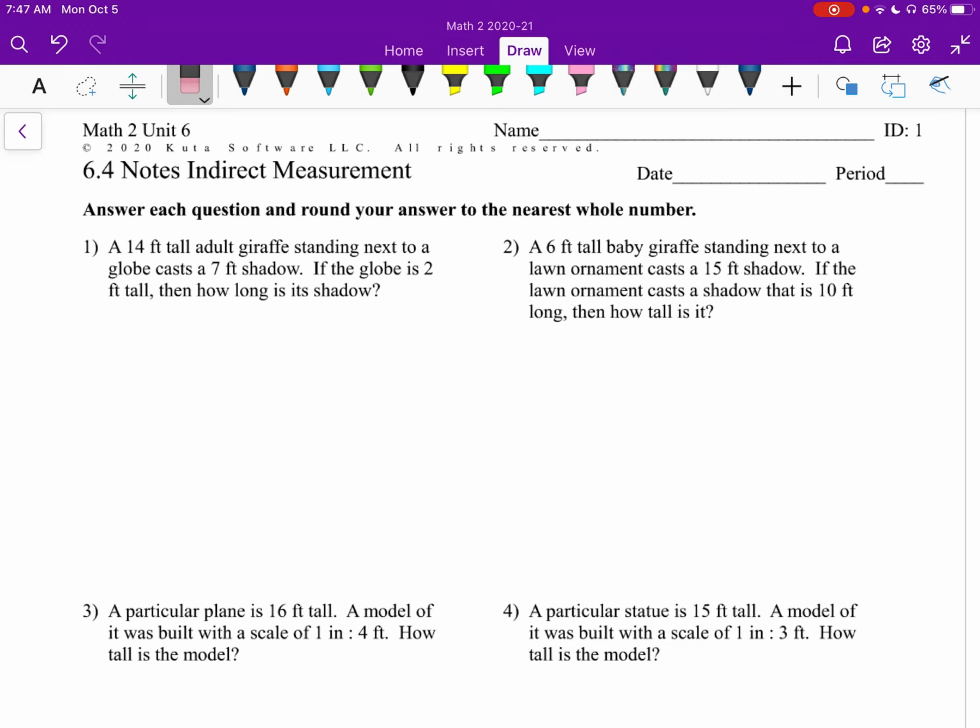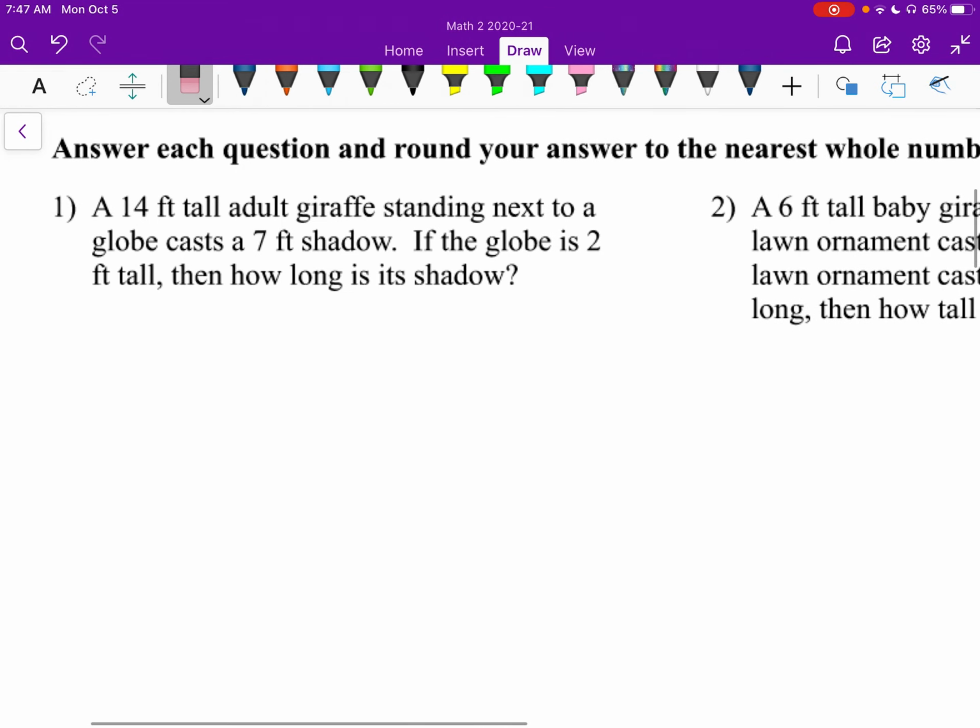So we'll see. Number one, this is a shadow problem. A 14-foot tall giraffe stands next to a globe, and we don't care that it's standing next to a globe right now. A 14-foot tall giraffe casts a 7-foot shadow. So we've got our giraffe there. I know it's a very detailed giraffe. It's 14 foot tall, and it casts a 7-foot shadow.